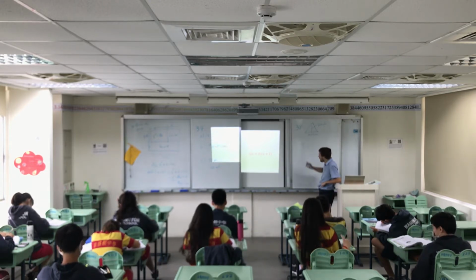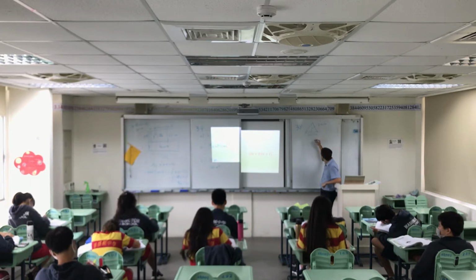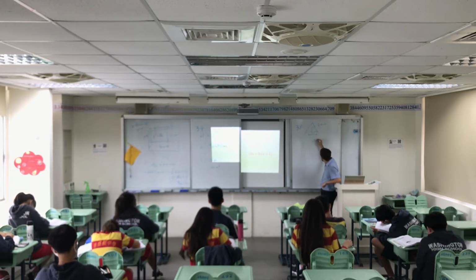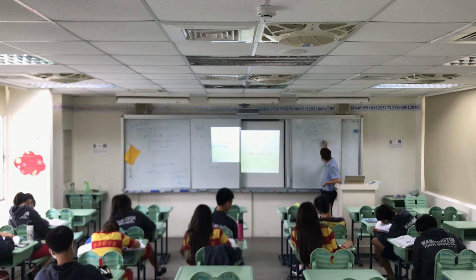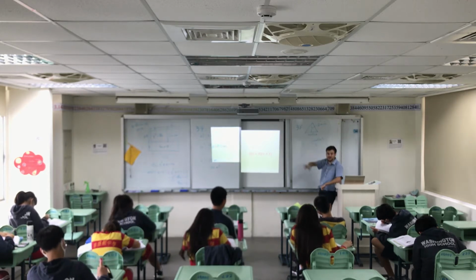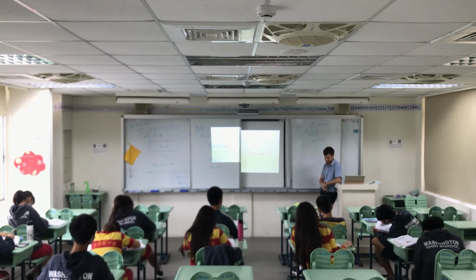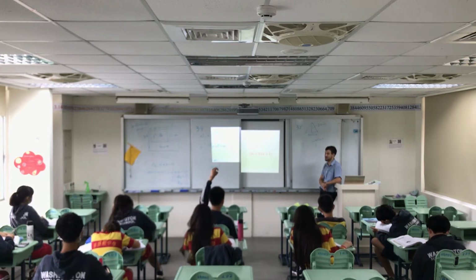Well, area of a triangle is base times height divided by 2. Don't forget the divided by 2. I bet you at least one person forgot the divided by 2.